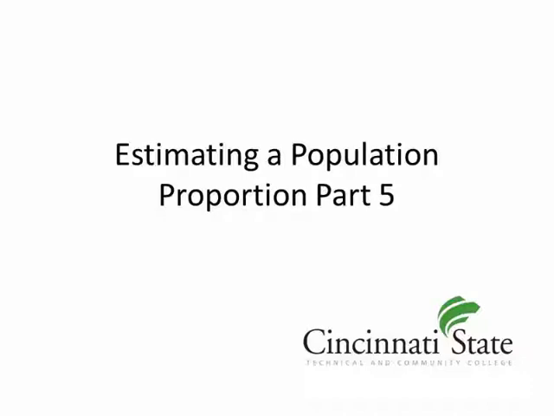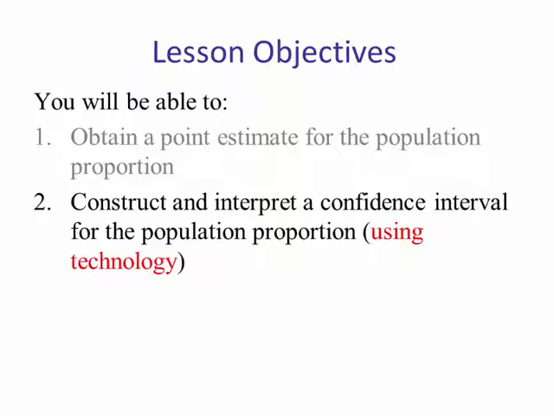Estimating a population proportion. Lesson objective: construct and interpret a confidence interval for the population proportion using technology. We will use Minitab and StatCrunch.